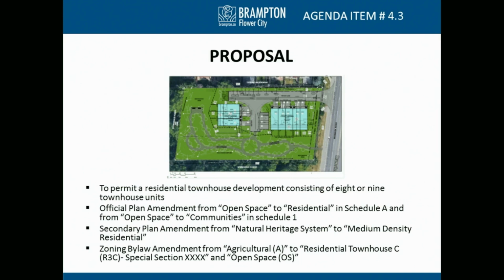The applicant is proposing a residential townhouse development that consists of 8 or 9 townhouse units. To implement this change in land use, the applicant is proposing an official plan amendment from open space to residential in Schedule A and from open space to communities in Schedule 1, a secondary plan amendment from natural heritage system to medium density residential, and a zoning bylaw amendment from agricultural to residential townhouse C and open space.